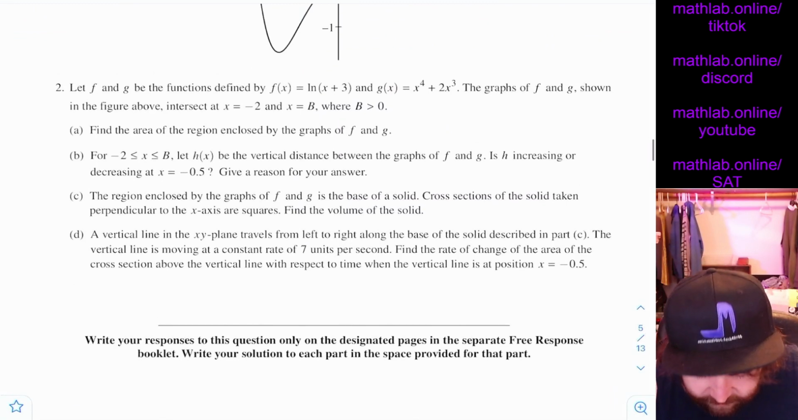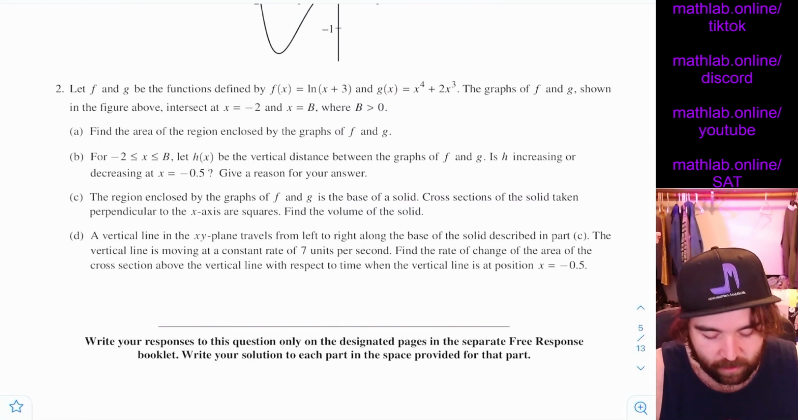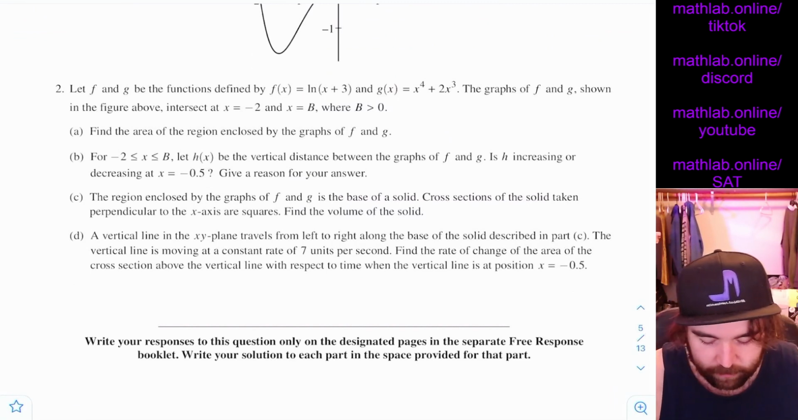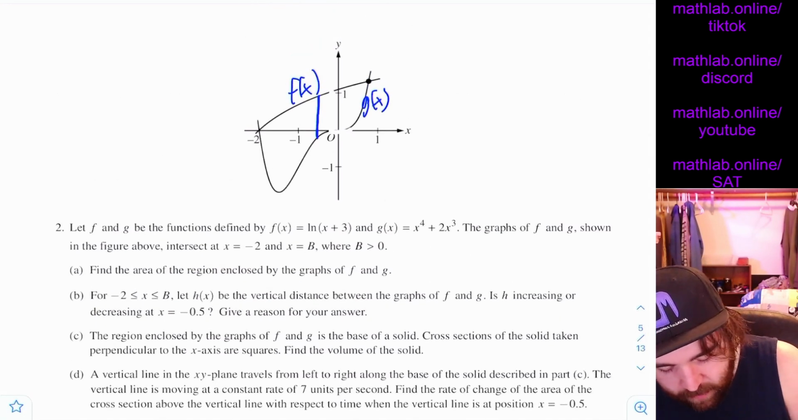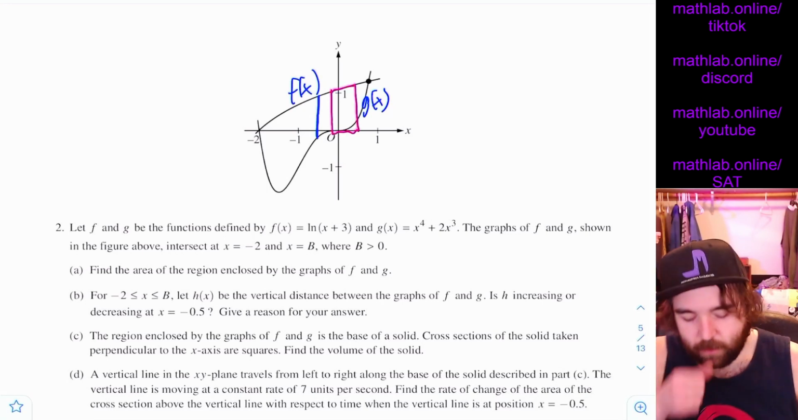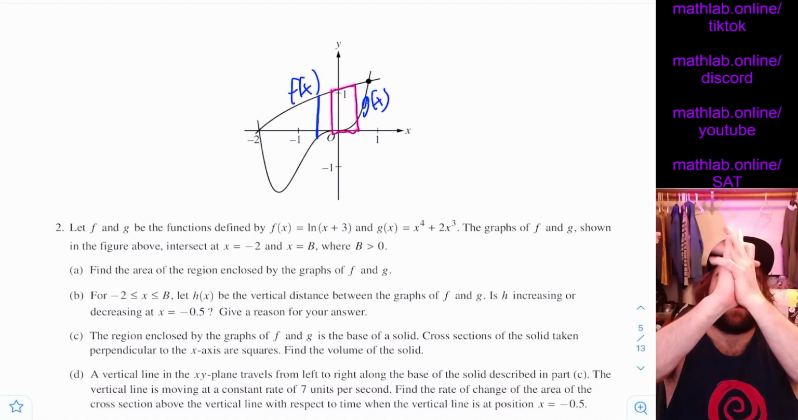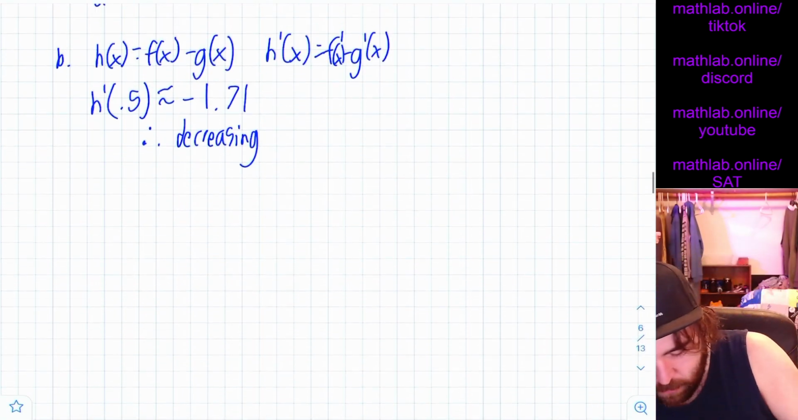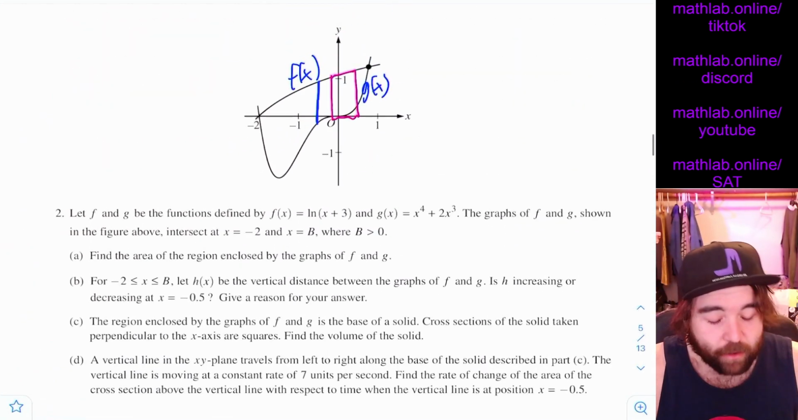Okay. C, the region enclosed by the graphs f and g is the base of a solid. Got it. Cross sections of the solid are taken perpendicular to the x-axis. Perpendicular to the x-axis. So that's this way. Are squares. So we want to find the volume. So you just have to try to picture that. You have to try to picture it's all of these different squares. And what's the area of that square?